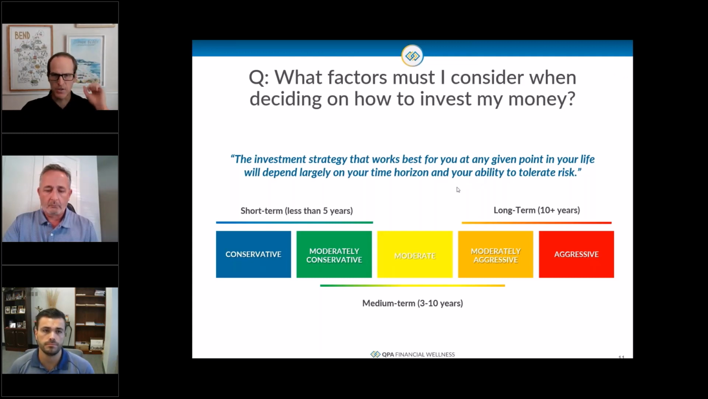Exactly, and so the big takeaway here: figure out your risk tolerance and also get an understanding of your time horizon. How long are you investing that money? When do you need that money? And quite frankly, you may have more than one strategy working at the same time. You may have short-term goals and long-term goals, and those could have different investments and different investment strategies.